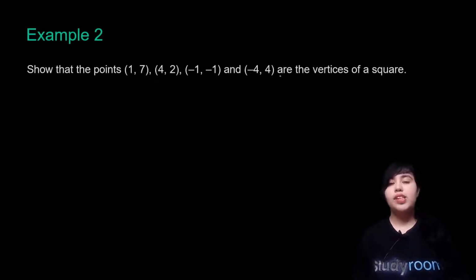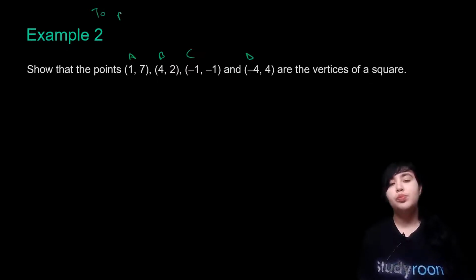Then show that the points are the vertices of a square. Now if you want to show that these four are the vertices of a square, let's call them A, B, C, D. So first label the points. Then to prove ABCD a square, you need to make sure of two things. Number one, all sides are equal.